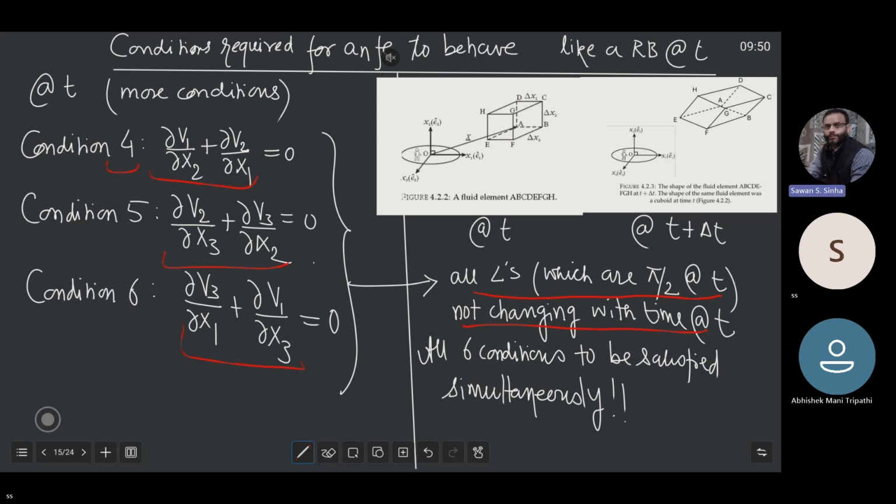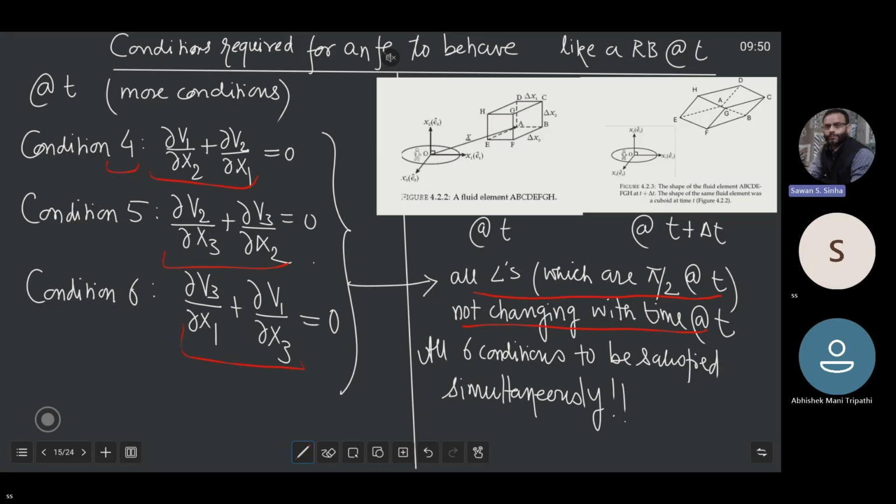Does it make sense? It's quite a tall condition. We don't know many flow fields in which all these conditions will be simultaneously satisfied. There are a couple of them. We will look at them later on. But most of the times in real life, it is very hard to fulfill these conditions.